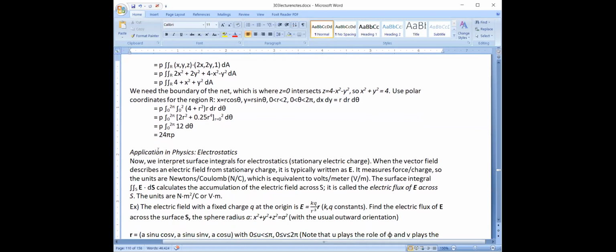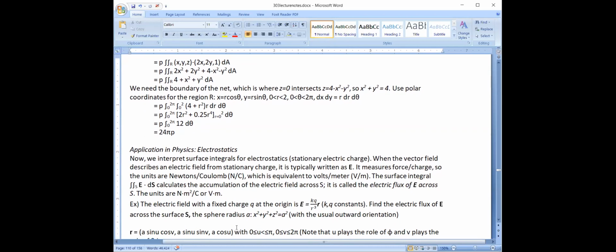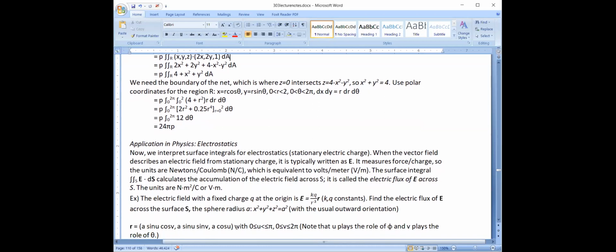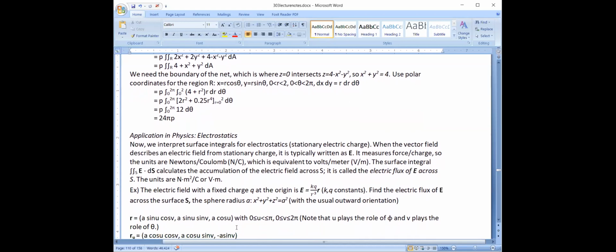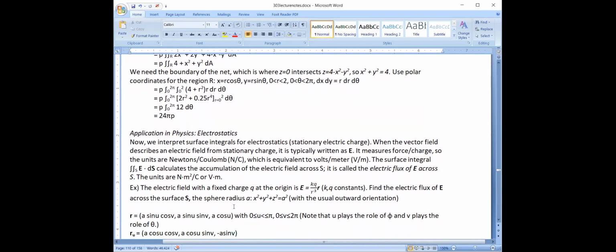So let's calculate. First thing we need is our parameterization of our surface. Our surface is a sphere of radius a, so we've done this before. r equals a sine u cos v, comma a sine u sine v, comma a cos u. u goes from 0 to pi, v goes from 0 to 2 pi. Now notice in this case, I am using the standard parameterization letters u and v, but u plays the role of phi, and v plays the role of theta.